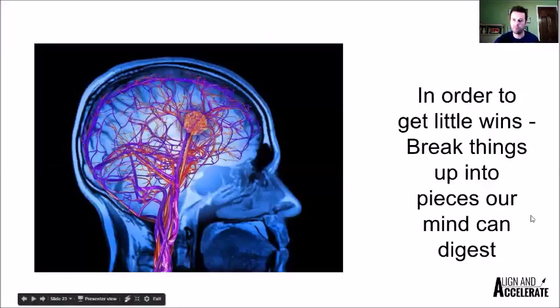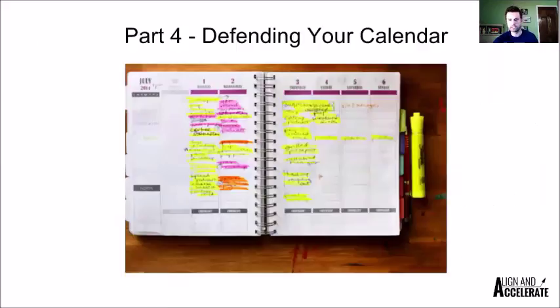And it's important that we break these down into small pieces that our mind can digest. And if we do that, then we're setting ourselves up for success. And that's why this module is called Keys to Success, because if we do these things again and again over a long enough timeline, we will succeed.